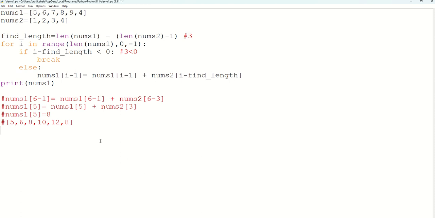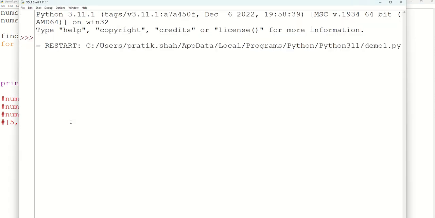So now let's check the output also. What we are getting: 5, 6, 8, 10, 12, and 8. See, 5, 6, 8, 10, 12, and 8. So this is how you can add numbers of different length but starting from the right hand side.